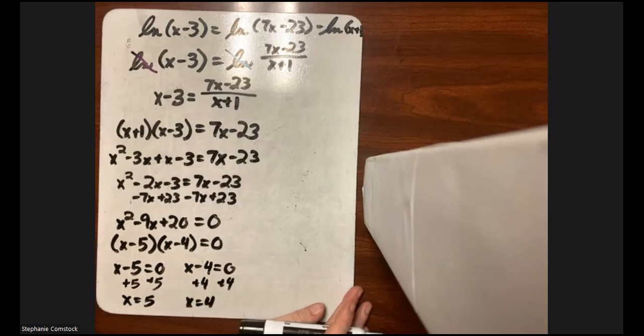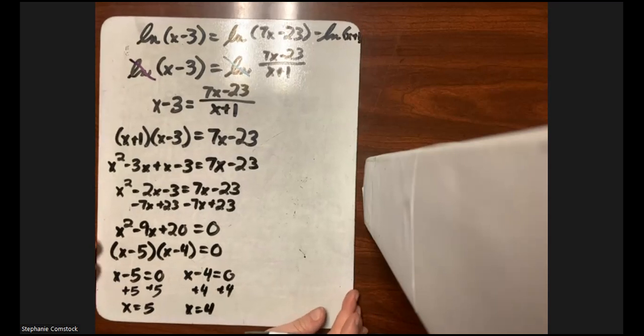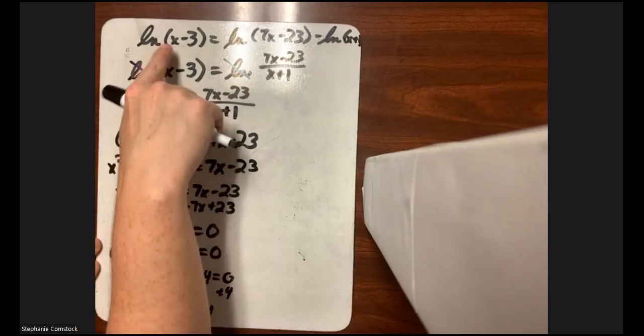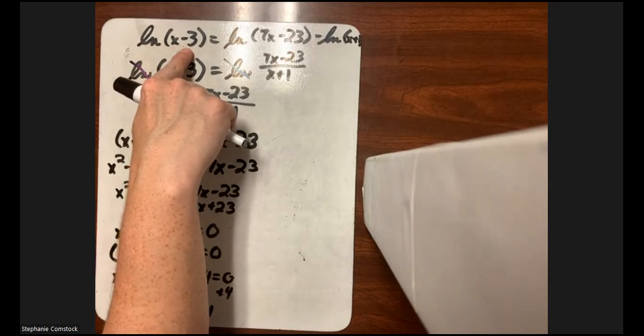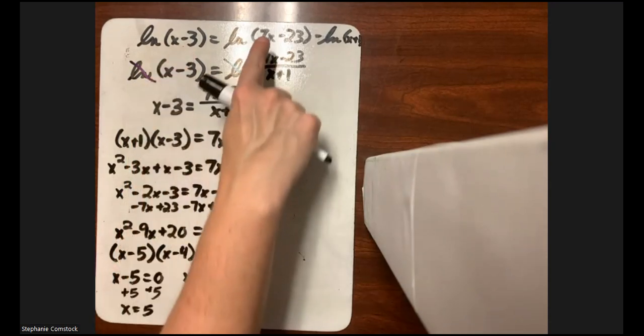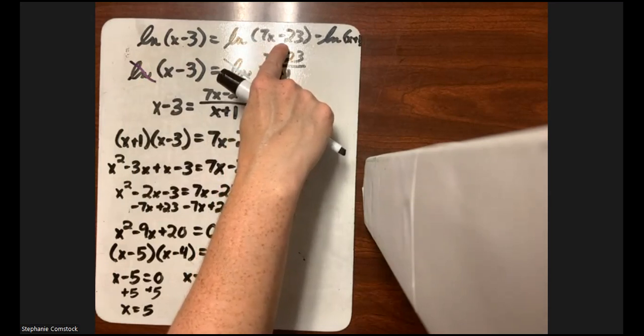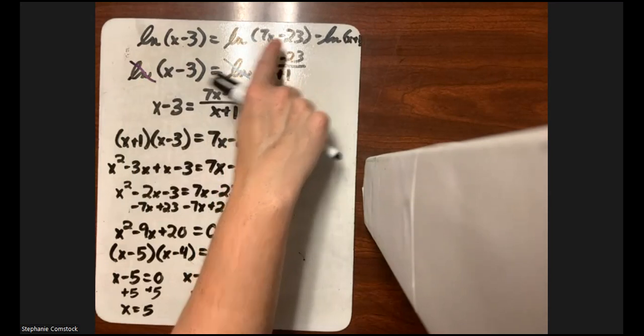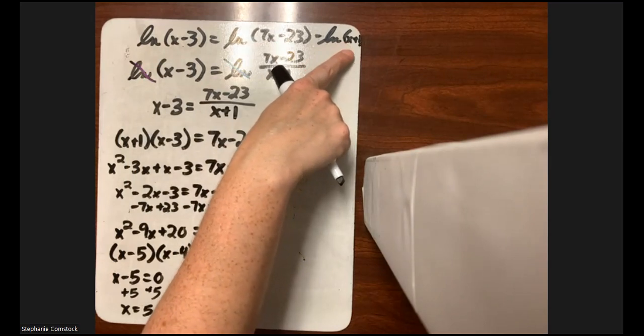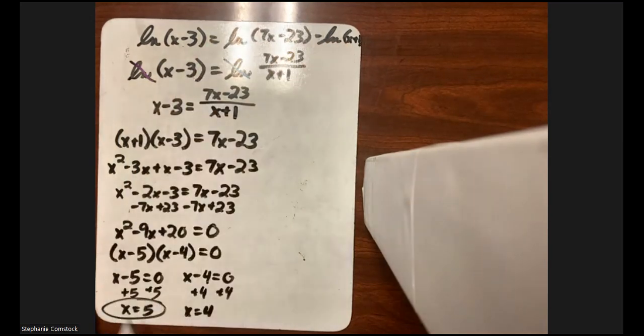So we're going to check, okay, and see what's going to work here. So if I take 5, 5 minus 3 is 2. So natural log of 2, that's okay. 7 times 5 is 35. 35 minus 23 is 12. Natural log of 12 is okay. 5 plus 1 is 6, so that's okay. So we'll keep this one.